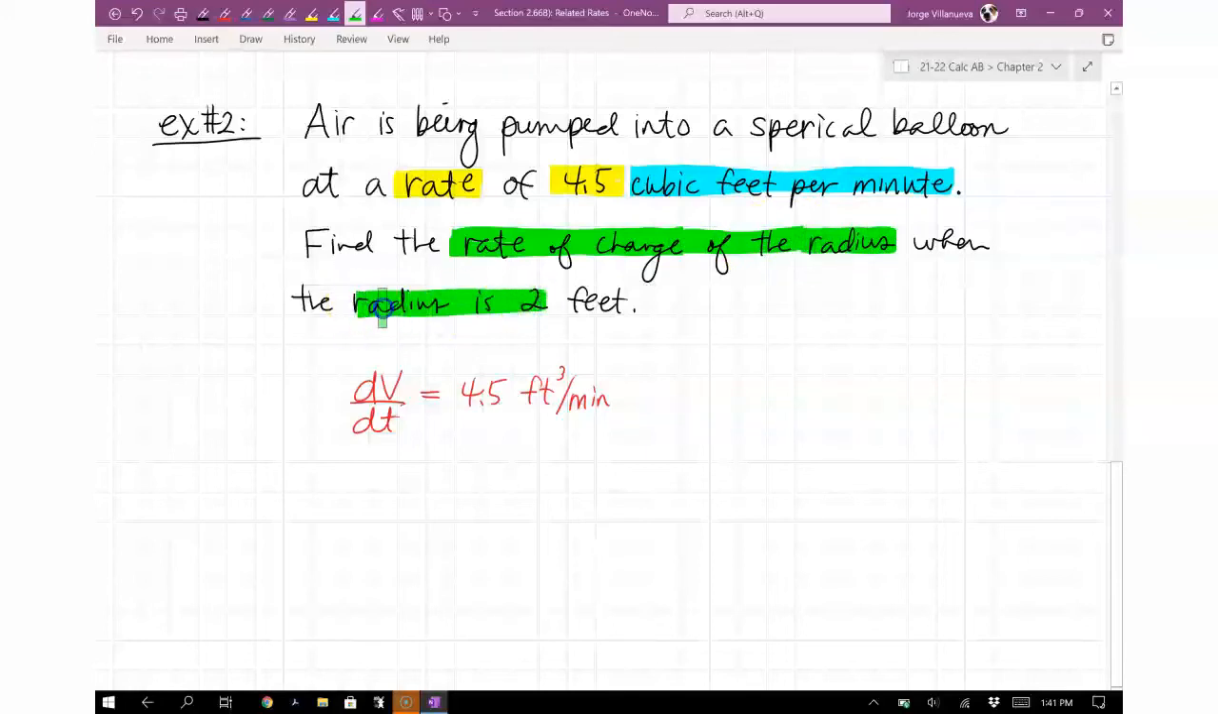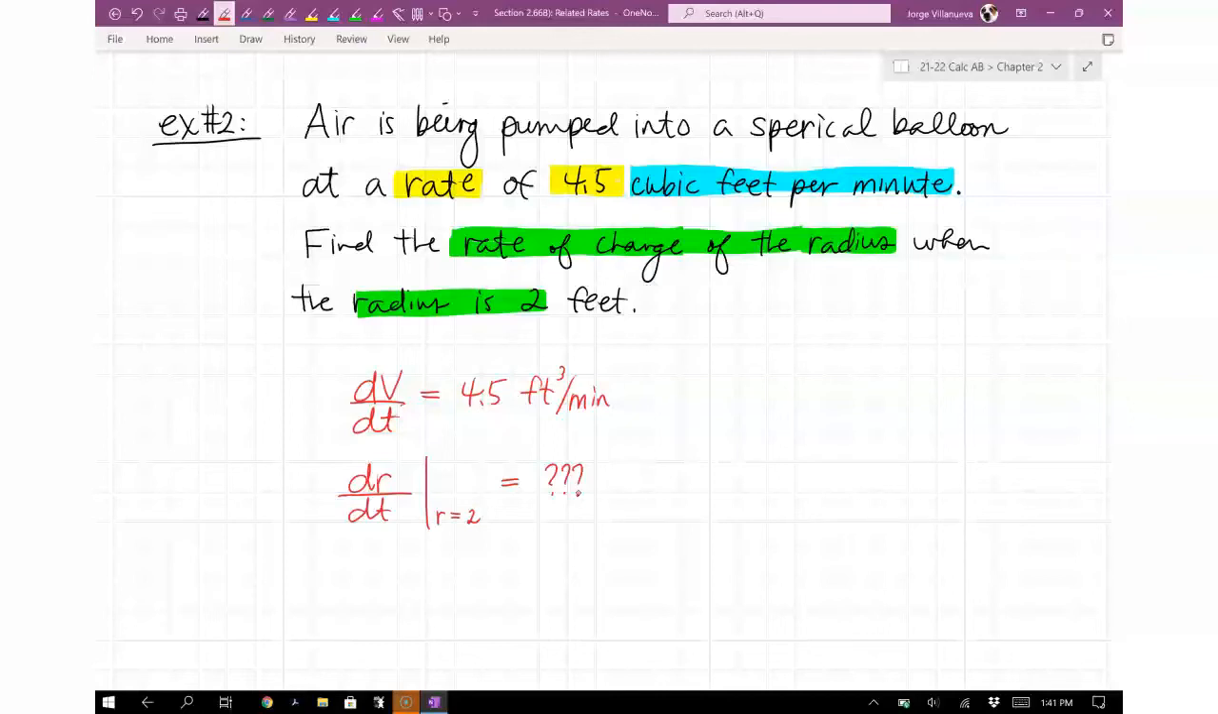So the way I write that out, the rate of change of the radius is going to be dr dt. They want me to find the rate of change of the radius when the radius is 2 feet. That's my objective. Find dr dt when r equals 2. Okay? I know dV dt, that's 4.5 cubic feet per minute. Okay? But I don't know dr dt yet.